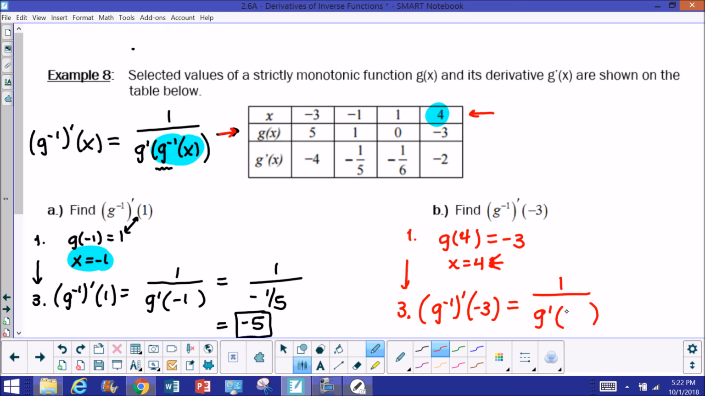So it's 4 that we're going to plug in for this value. And then when we look in the chart, we see that the g prime is indeed equal to -2. G prime of 4 is -2. So our final answer would just be -1/2.